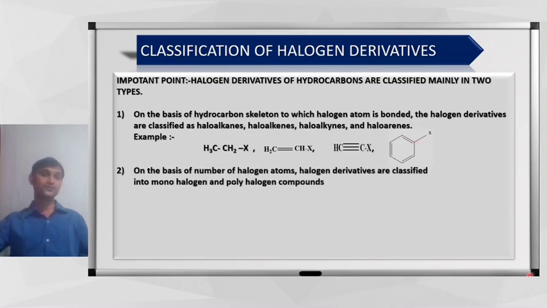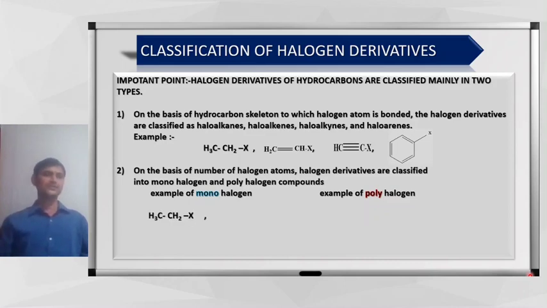Now next, on the basis of the number of halogen atoms, halogen derivatives are classified into monohalogen and polyhalogen compounds. See the example of monohalogen compounds, that is CH3CH2X, and this is the example of haloalkane, and this is the example of haloarenes. These have one halogen atom, and this is also one halogen atom. So this is called an example of monohalogen. Here, see, only one halogen atom is attached, and here also only one halogen atom is attached. So these are the examples of monohalogen derivatives.